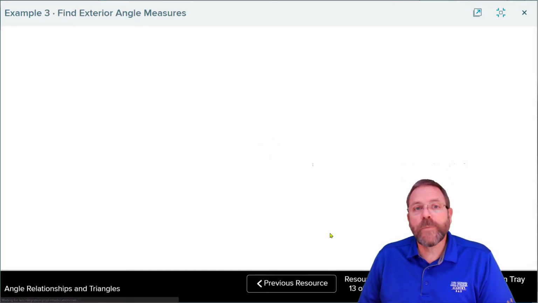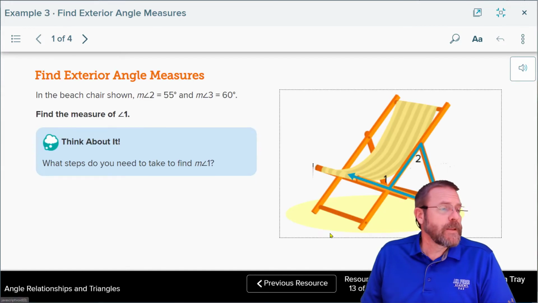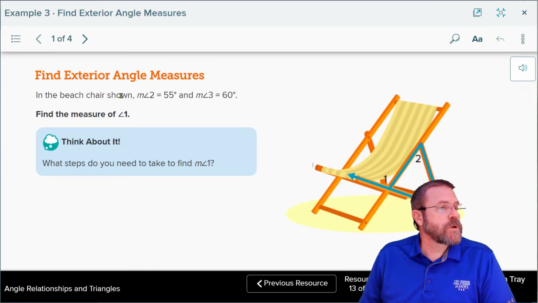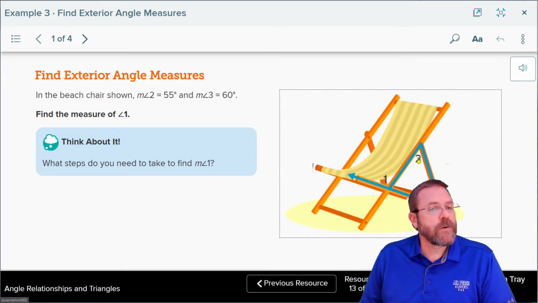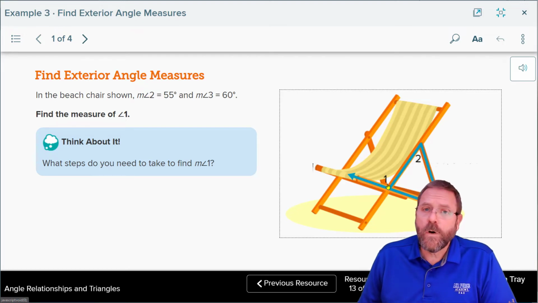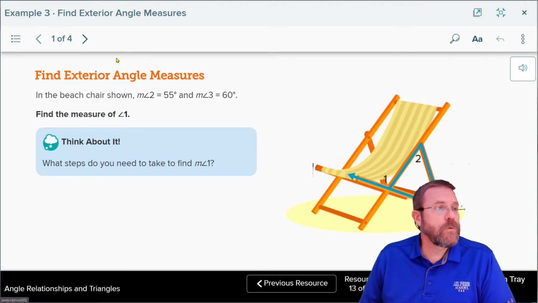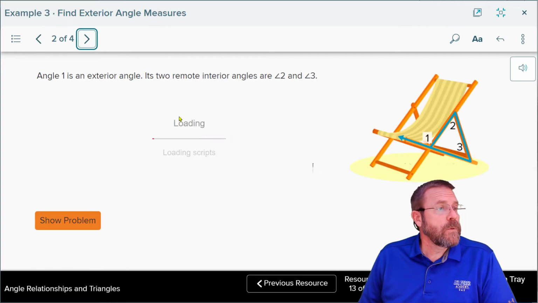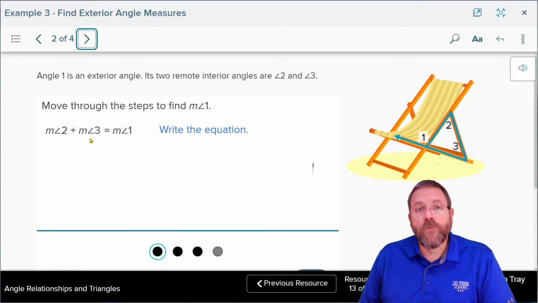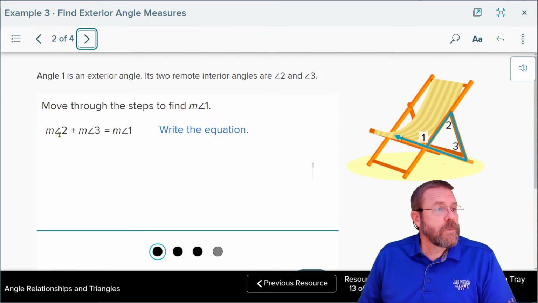Let's move on to example number 3. Example number 3 says a beach chair is shown and the measure of angle 2 is 55 degrees. The measure of angle 3 is going to be 30 degrees. Find the measure of angle 1. All we have to do is add angle 2 and 3 together. So let's look at what they're going to do. They gave us a formula. Their formula says the measure of angle 2 plus the measure of angle 3 equals the measure of angle 1.